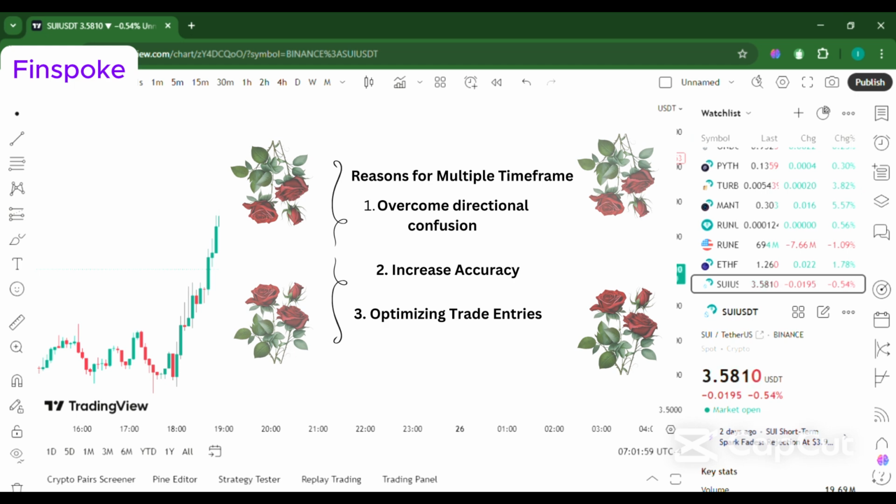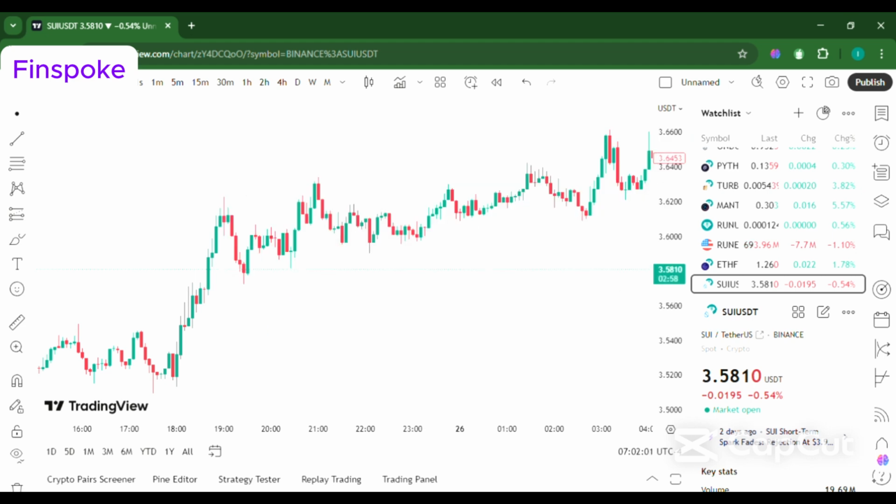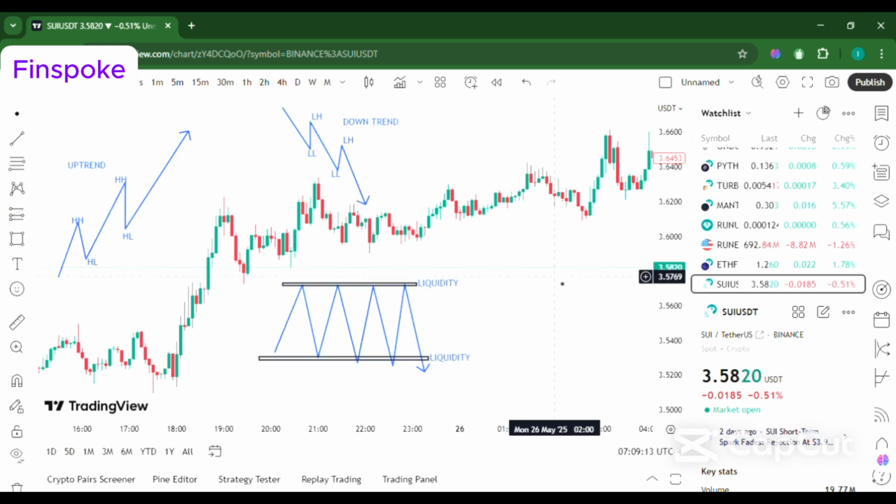Now, before we dive deeply into the chart, let me refresh your mind. Like I mentioned earlier, we look at the market structure inside the chart. We also look at liquidity. These are the things that we look at inside this top-down analysis.